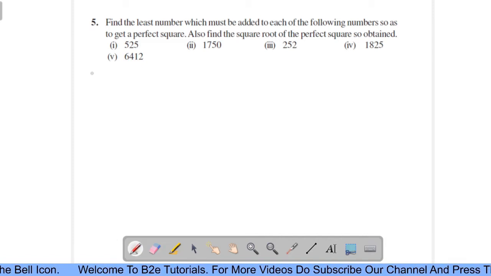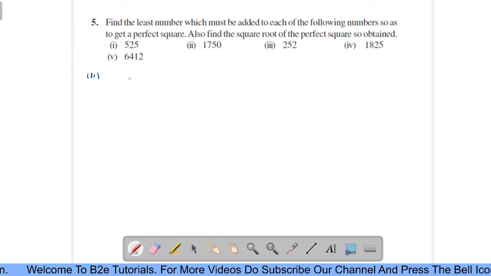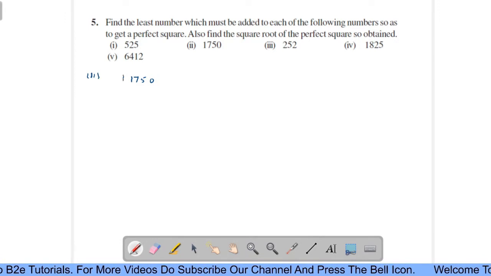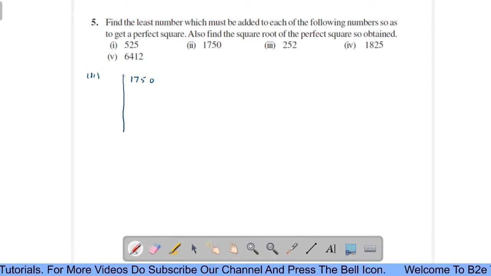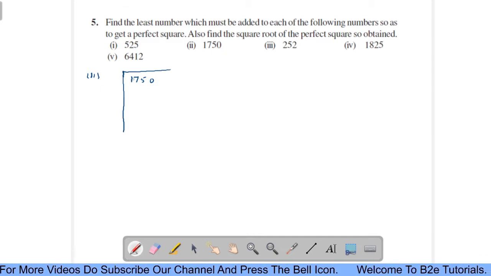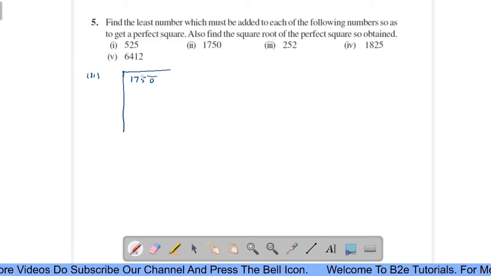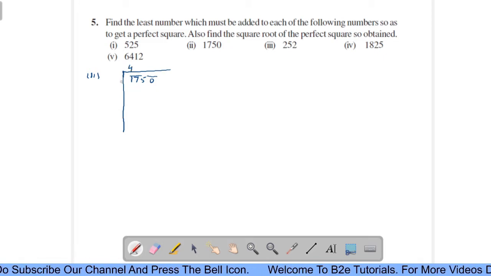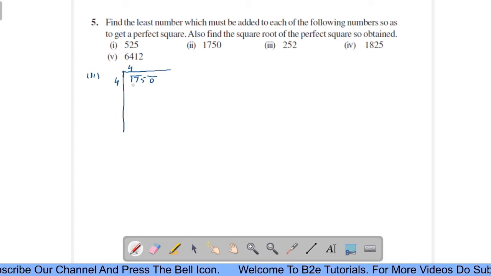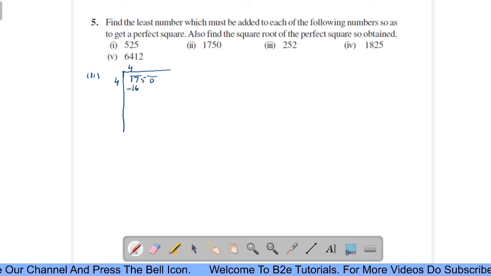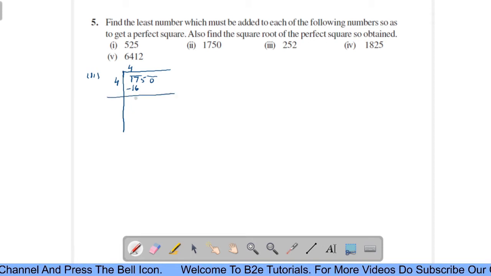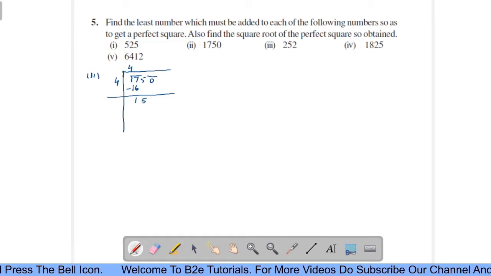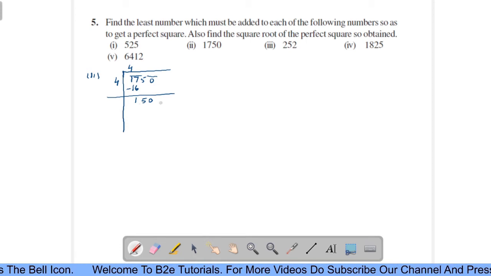Now come to the second part. It is 1750. Find out its square root by long division method. Now make pairs from right hand side. How many times will it go? 4 times. 4 fours are 16. Subtract it. What will you get? 1. Now bring down the second pair. It is 50. The number becomes 150.